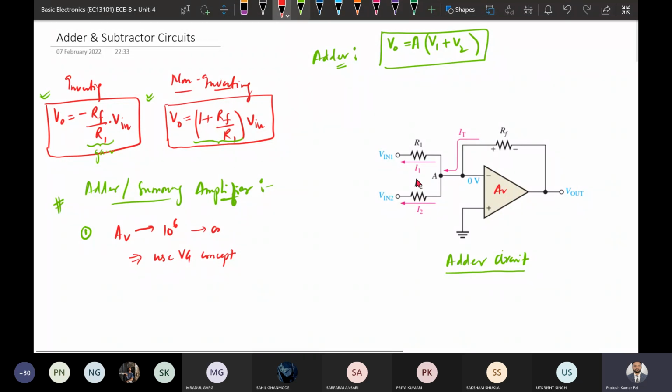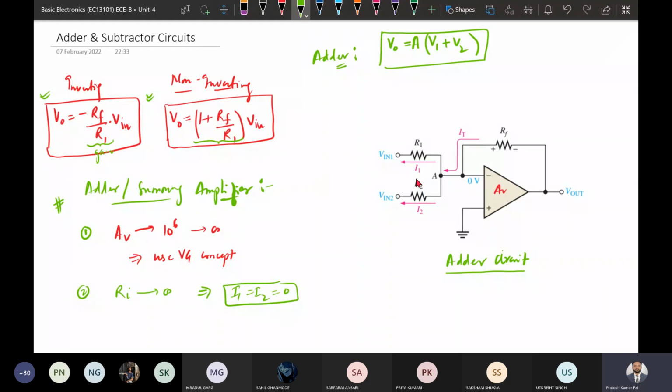The second point we are going to consider is that the input resistance is infinity. If this is infinity, then it implies that I1 is equal to I2, which is equal to 0.